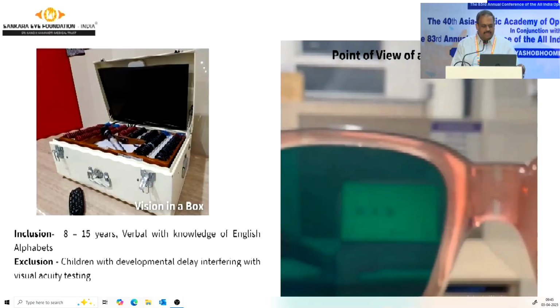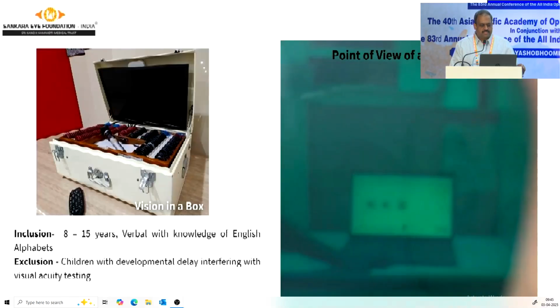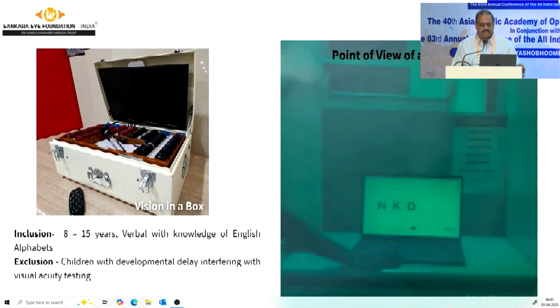and we correlated that. So this is a video to show the principle, like we would do a Worth 4 dot test with a red and green glass, where immediately you see that where the child is suppressing, they don't look at it. We included children between 8 to 15 years who are verbal in knowledge of English alphabet, and data was analyzed.